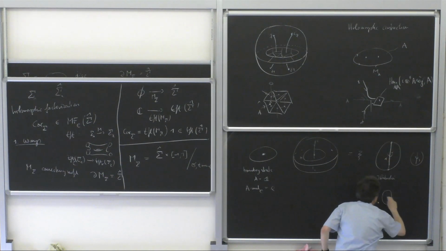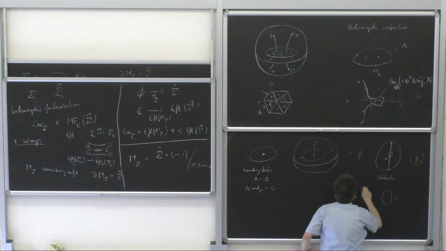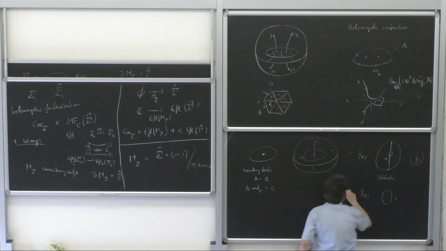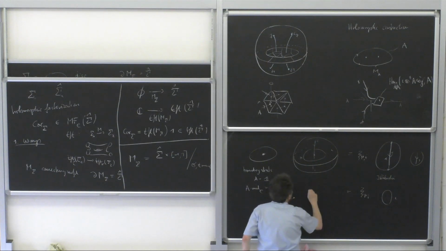So here I have my factor, which will depend on M and I, and here I get something which looks as follows.